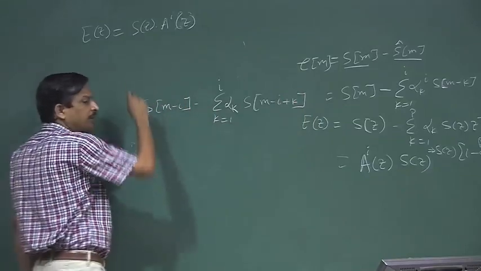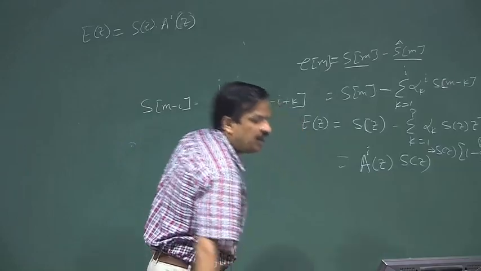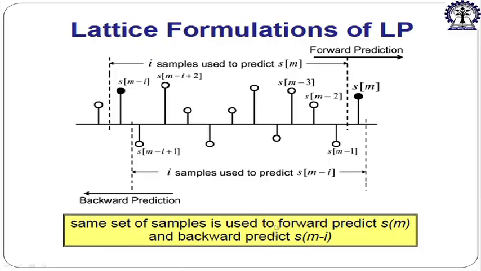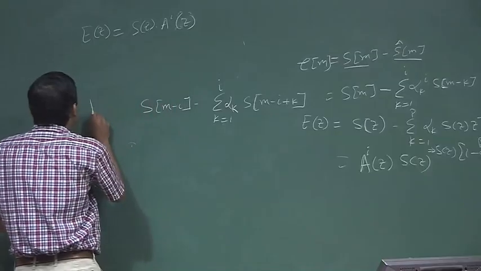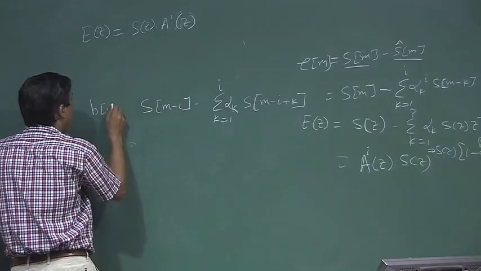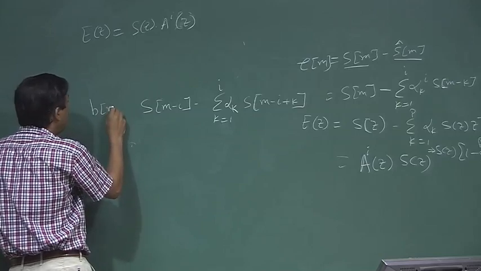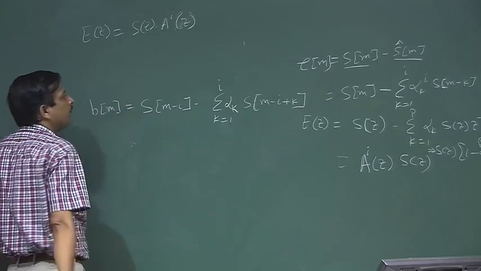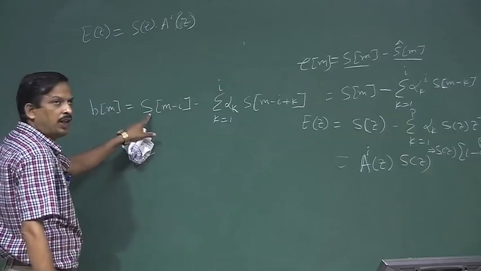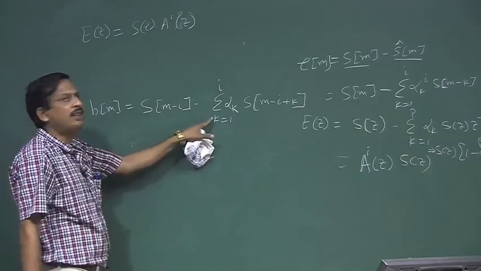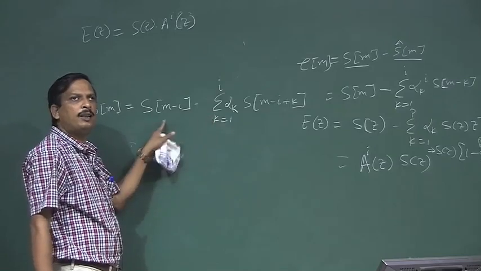I want to predict this s[m-i]th sample from the previous samples. Okay. So, if it is that, then I can say this is nothing but b_i or b_m. So, b_m, that original sample minus estimated sample value, is the prediction error.